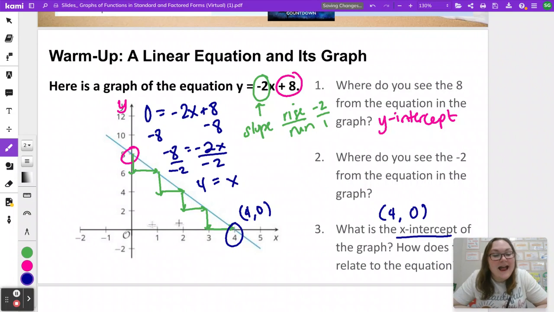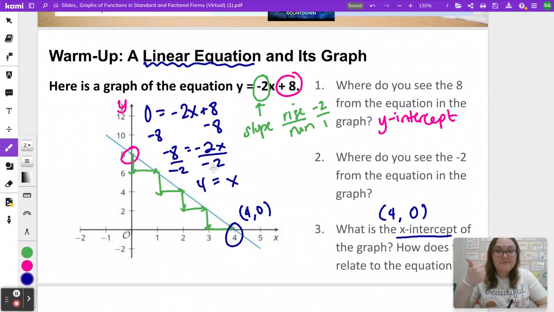That would be true for any point on your x-axis. Any point on the x-axis has 0 for the y-coordinate, and if you put 0 in for y into the equation, it'll find out where that x-intercept is. Now, these warm-up questions weren't about quadratics. They were about linear equations, but what we're going to be doing today is similar. We're going to be finding ways to connect standard form and factored form to the graph of those quadratic equations.